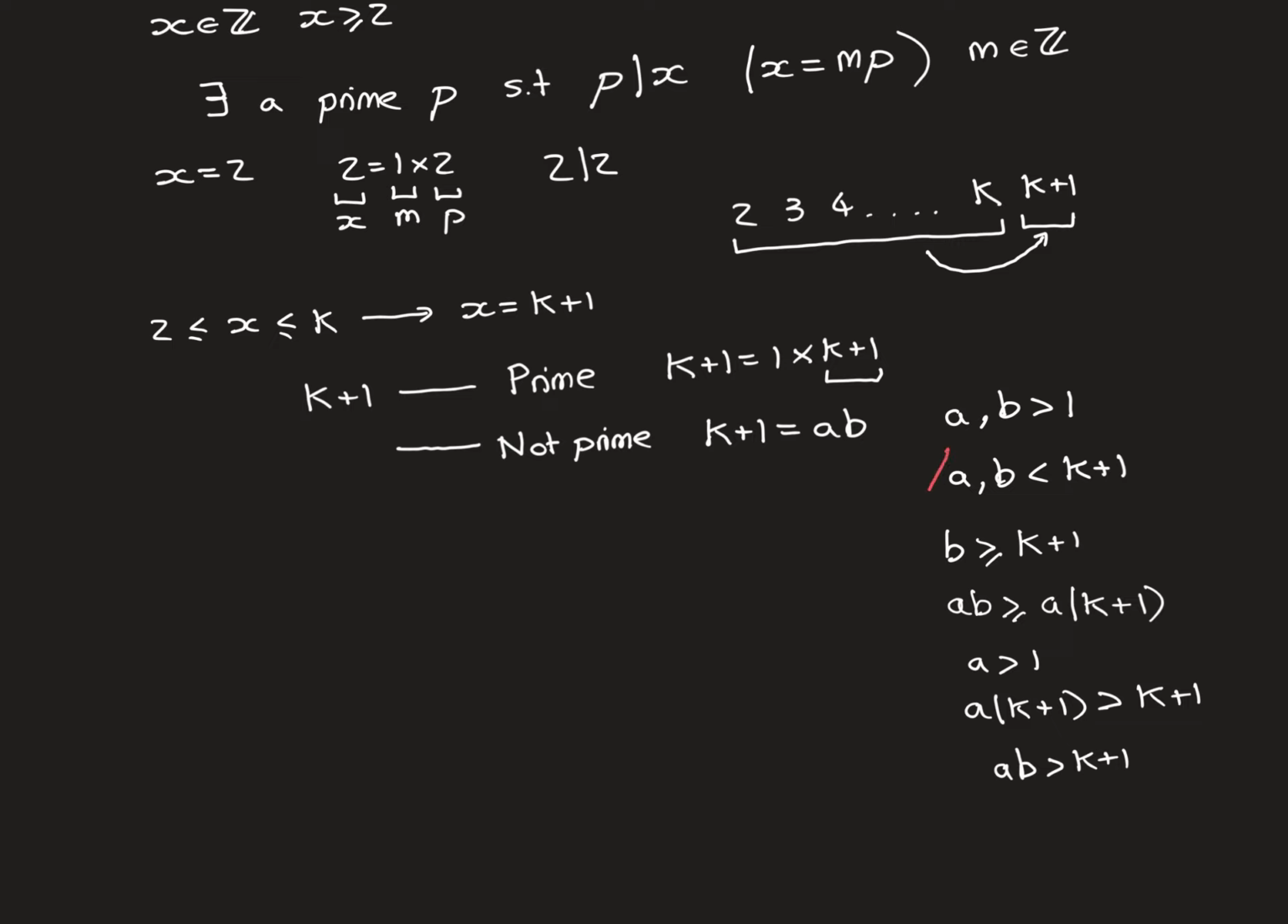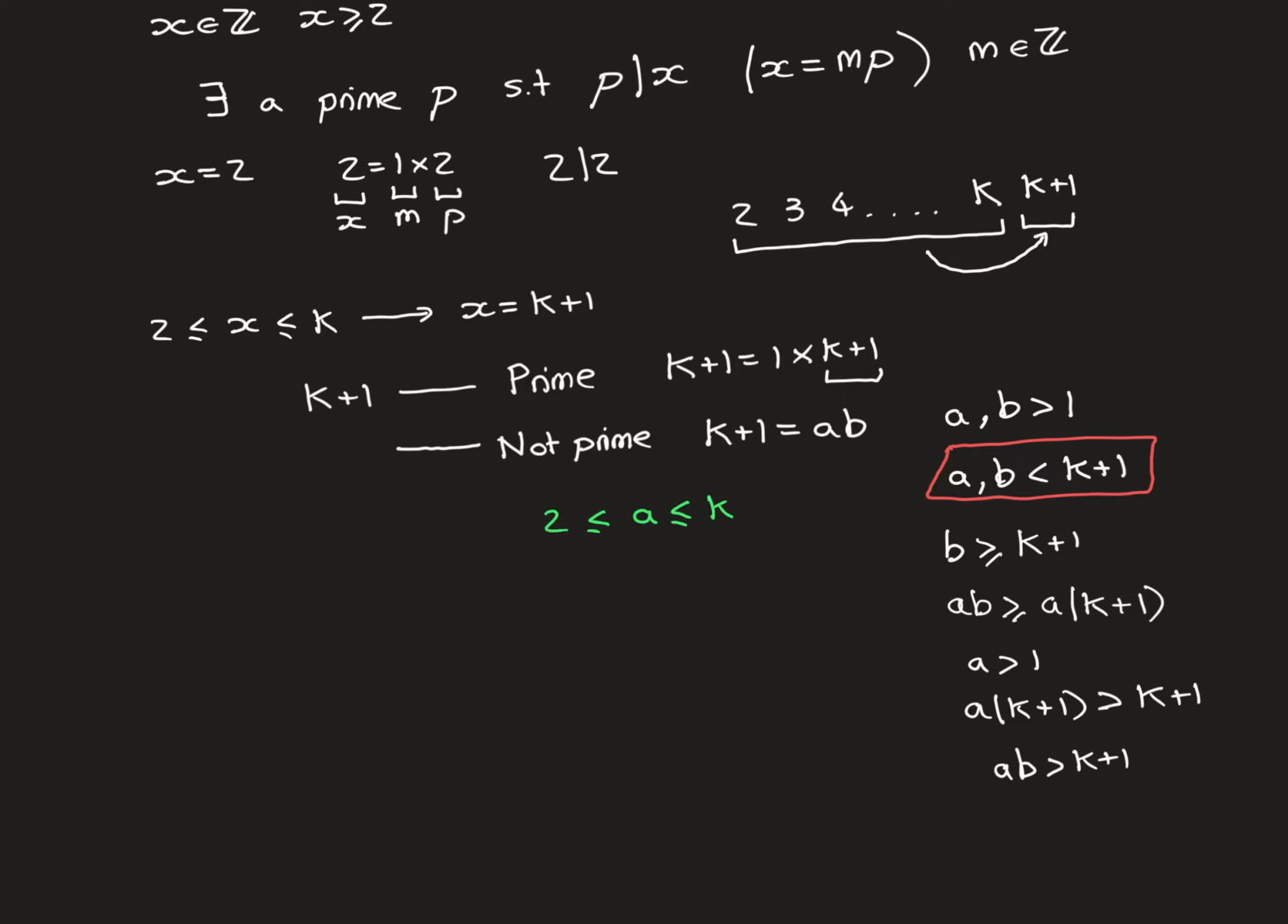The important thing is that we now know that this is true, that both of them are strictly less than k plus 1. So take one of them, let's take a. A is an integer that is greater than 1 and strictly less than k plus 1. That means that it is in this set of integers that we know the prime factor theorem is true for. So a must be greater than or equal to 2 and less than or equal to k.